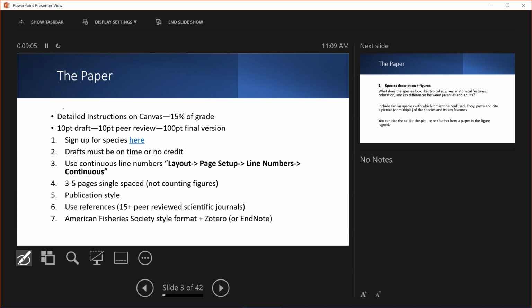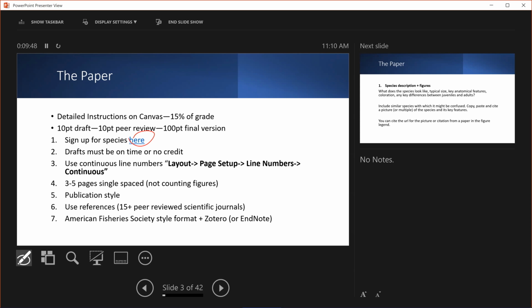So we've got 3 steps along the way to help you get in a decent paper. Make sense? Okay, cool. If you haven't already, you need to sign up for a species, and the link is here on the slideshow. You can also get it off of Canvas. Seth talked about the drafts already. Continuous line numbers: this is like to bugger people up. I actually posted a video on Canvas, John's hot tips for putting in line numbers and for using citations and a citation manager. It's only a few minutes, and it'll help you organize your citations and references and figure out how to do line numbers, okay?